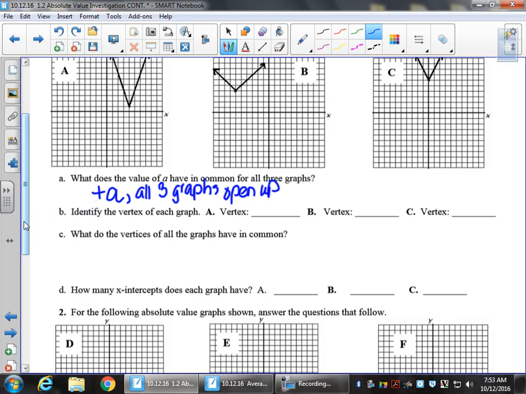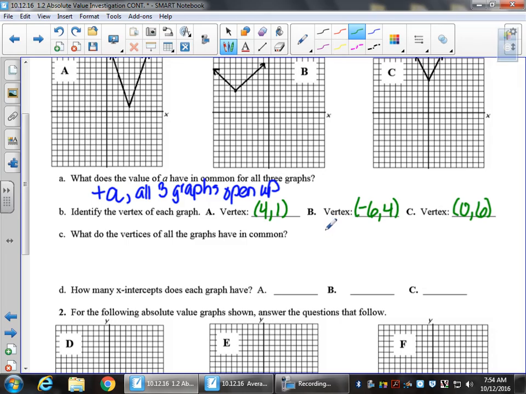Good. Take a moment, please, and identify the vertex of each graph. For example, the vertex for graph A will go right here, graph B, graph C. What are we getting for the vertex of graph A? 4, 1. B? C? What do the vertices, vertices is the plural for vertex, of all of the graphs have in common? We do have ordered pairs across the board here, but let's look at the characteristics.